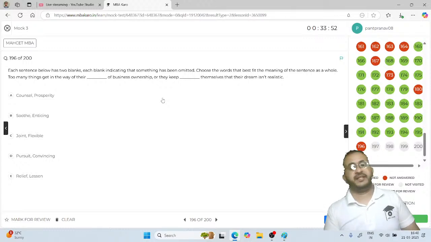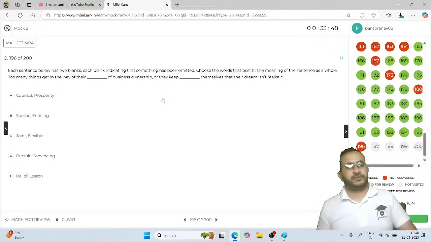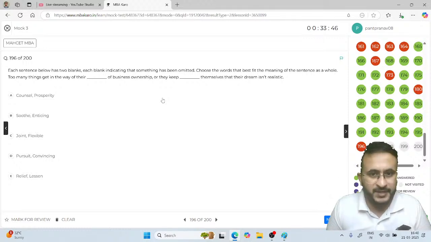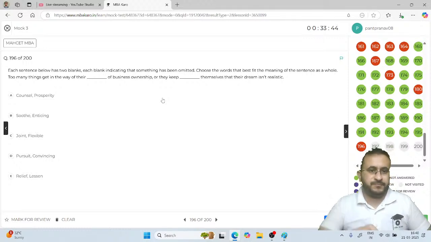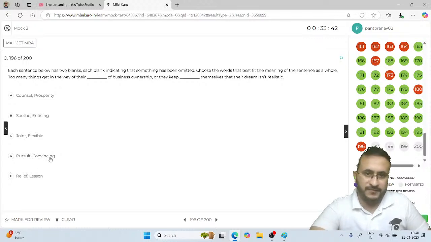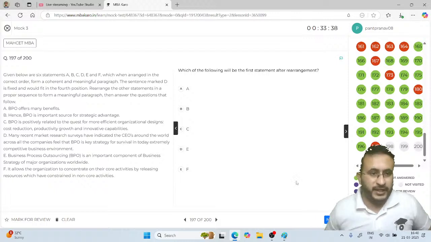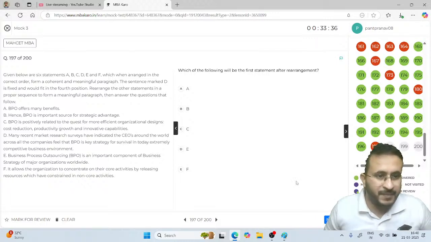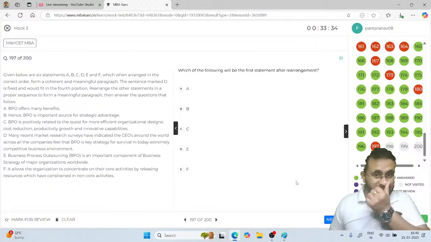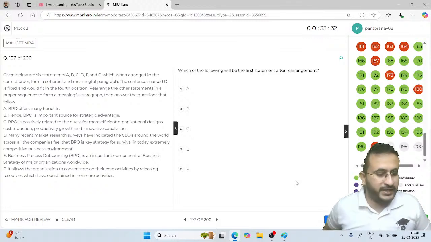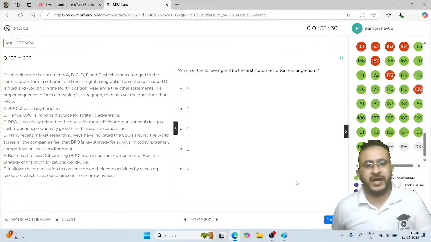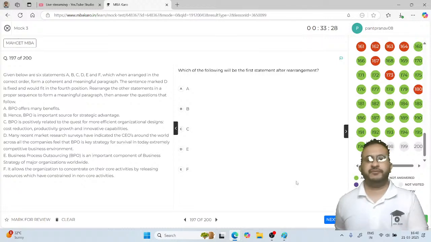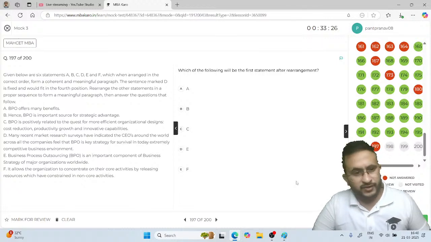Too many things get in the way of their dash of business ownership, or they keep dash themselves, pursuit and convincing themselves. Okay, now we have a parajumble, right? So in this case, the typical, the old type wherein they used to have six sentences and ask which will be the first sentence, second sentence, and all.